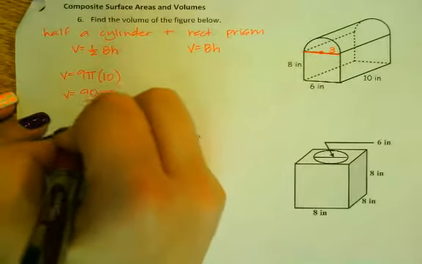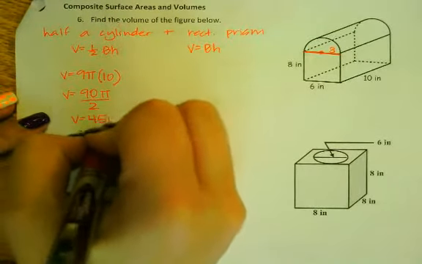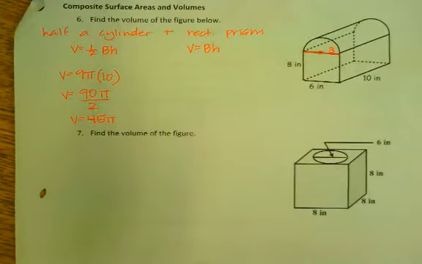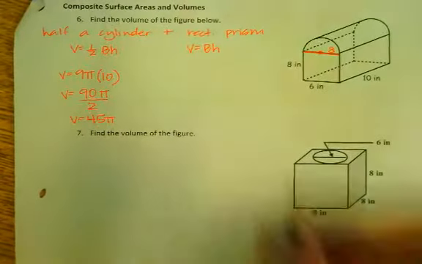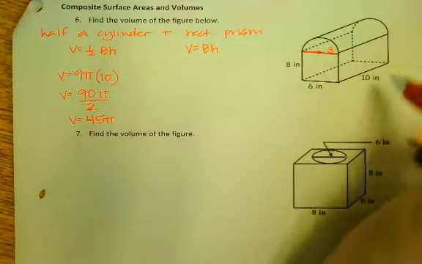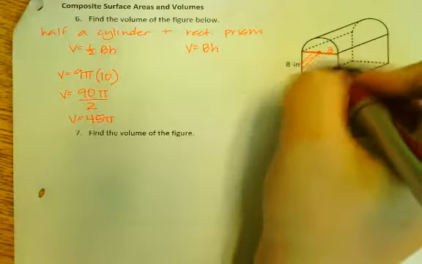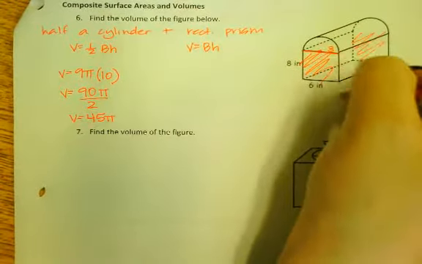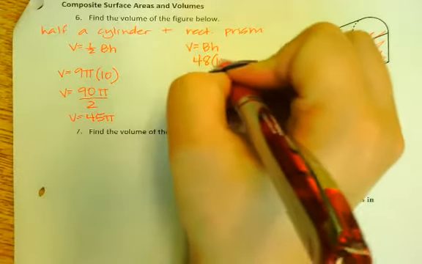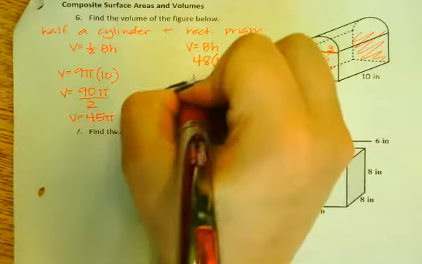Okay, now let's look at the volume of my rectangular prism. What's the area of my base? 48, so you want to use this as your base. Okay, what's my height then? 10. So I have 480 inches cubed.